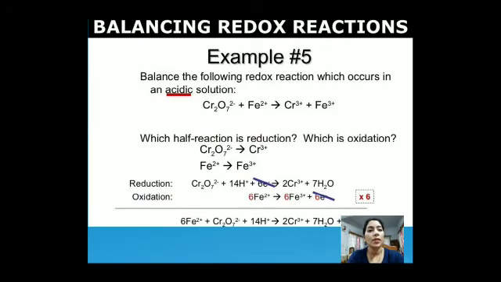Next example: dichromate ion Cr2O7 reacting with iron, giving chromium ion plus iron ion. Which half reaction is reduction and which is oxidation? Now we should find out what is oxidation. We have gone through many different reactions. What is oxidation, what is reduction?